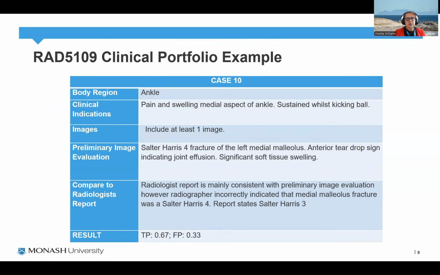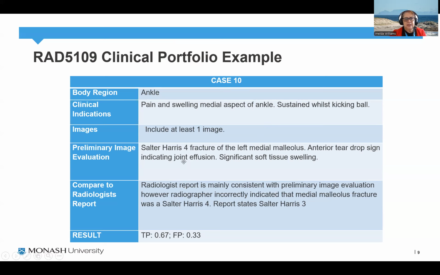So this is an example of how you can write up your clinical case, and I would really encourage you to use this example. So the first thing that you need to do is actually to identify which case you're referring to, because often the students do not number their cases. So in this case, this is number 10, which body region this case is applicable to. So here's an ankle, and the clinical indications were that there was pain and swelling sustained after kicking a ball, and then at least one image included.